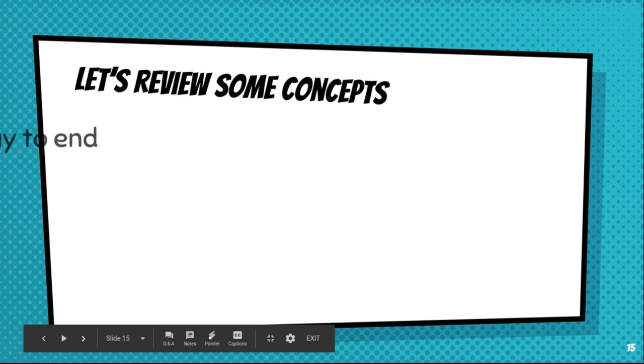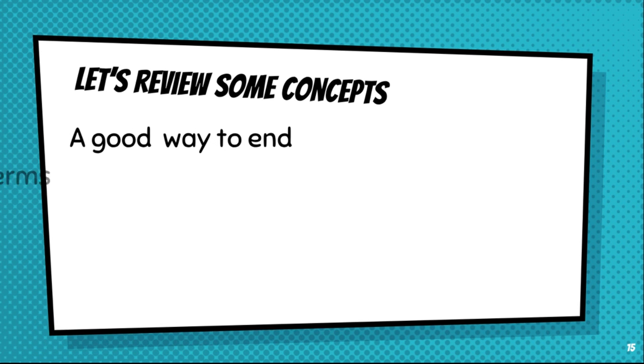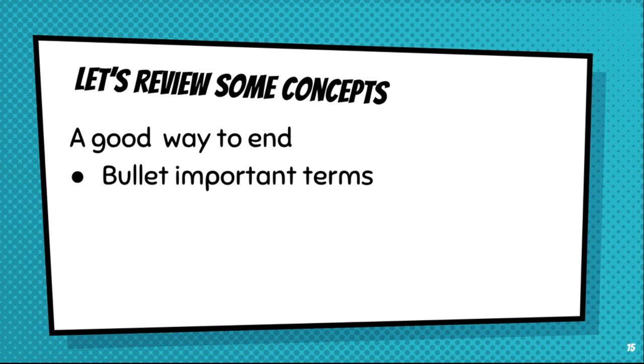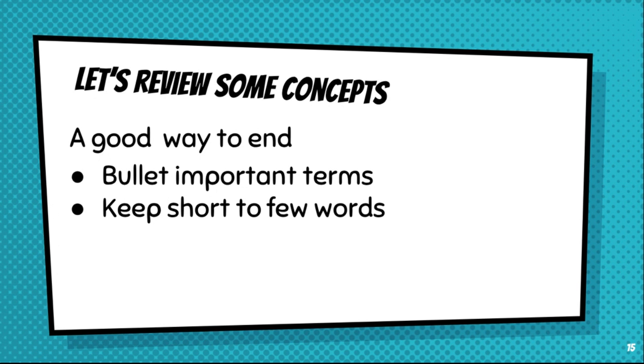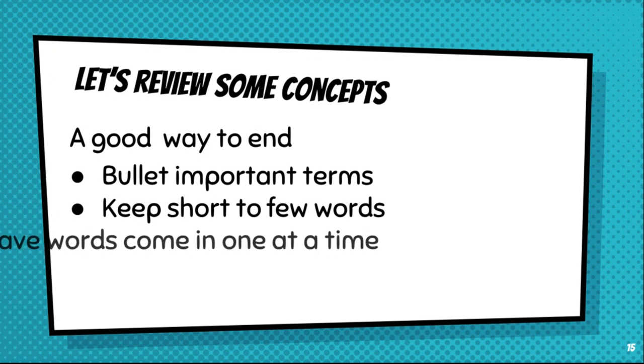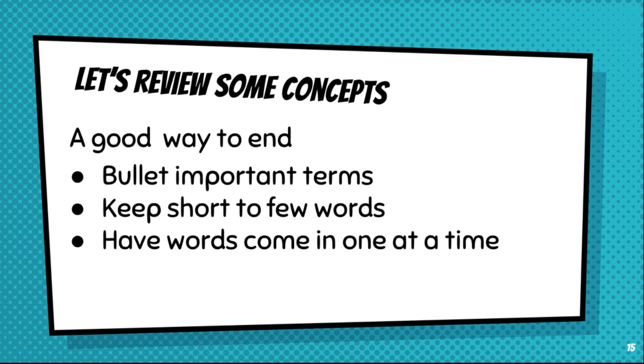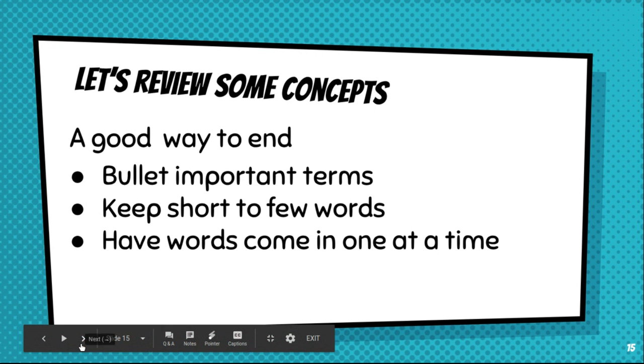Another thing, when you want to review some concepts at the end, a good way to do it is by putting up your bullet point terms. Keep it very short and simple, just a few words. Have them come in using animation one at a time. As you're talking about it, you can slow it down or speed it up to have them come in at different times. As each word comes in and you're talking about it, they'll focus on just that one key term, and it helps re-spark what they learned about that concept throughout the PowerPoint as well.